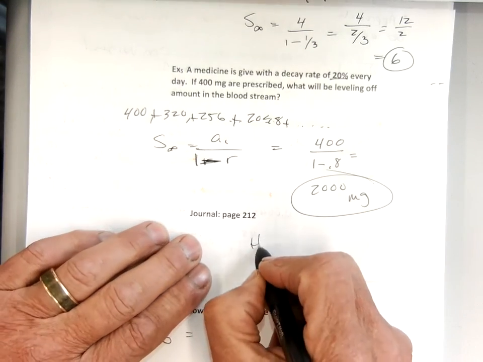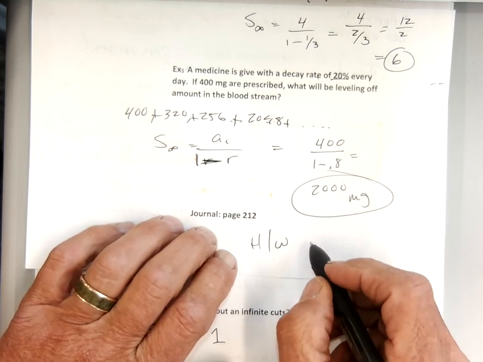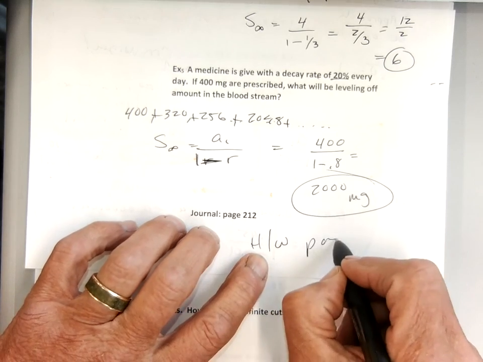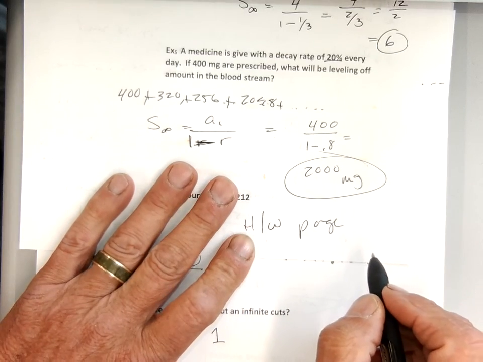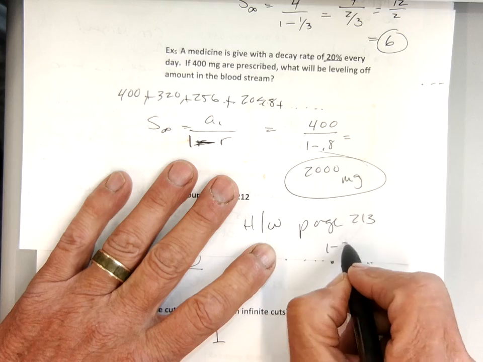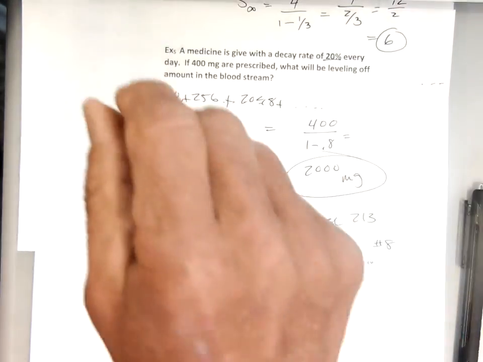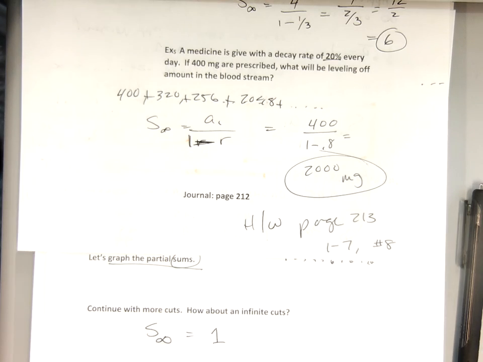Homework. Boy, I talked a lot today, didn't I? Sorry, you guys. We got a little time left I can help you with. Page 213. I want you to do 1 to 7, and extra is number 8, okay? All right. Let's take a look at this, because we can probably get this done before the bell rings, huh?